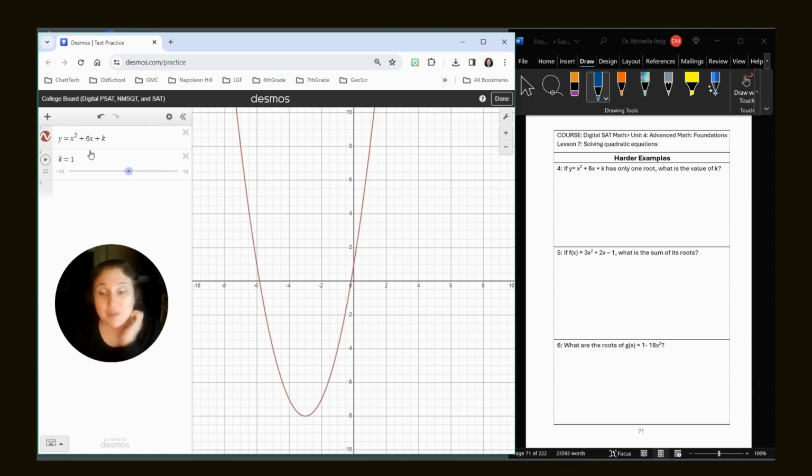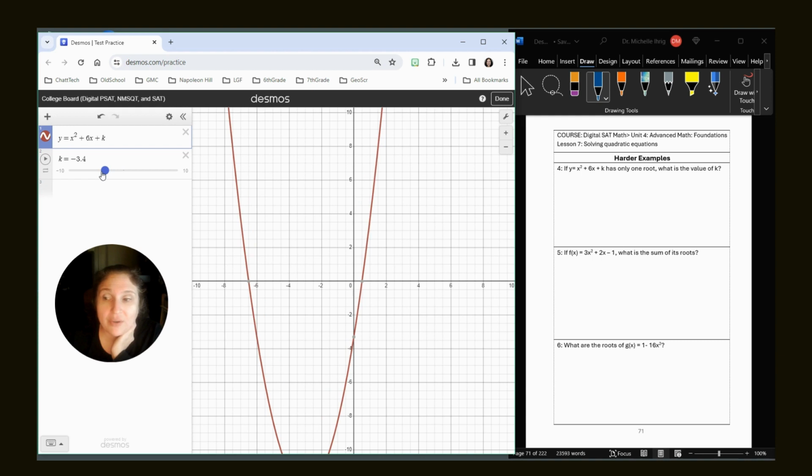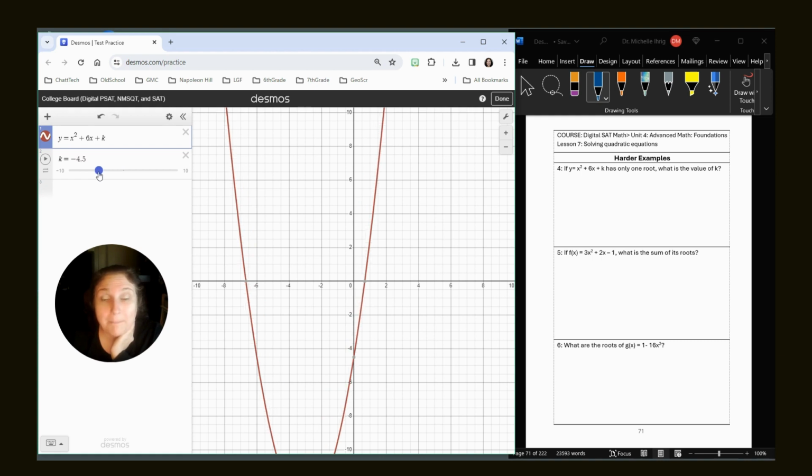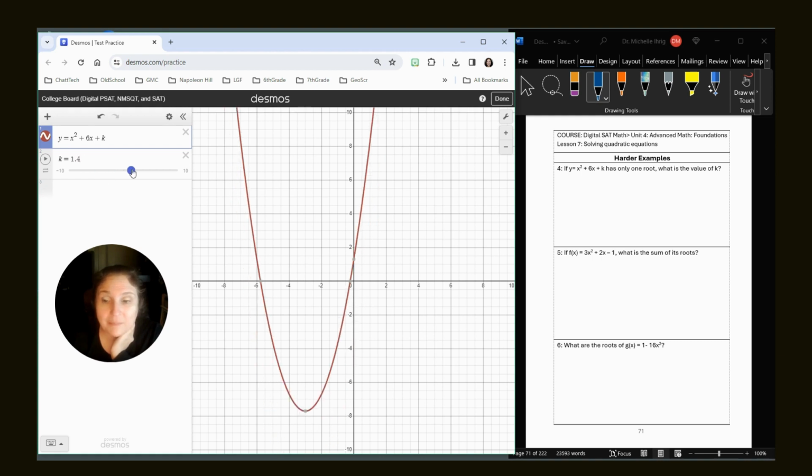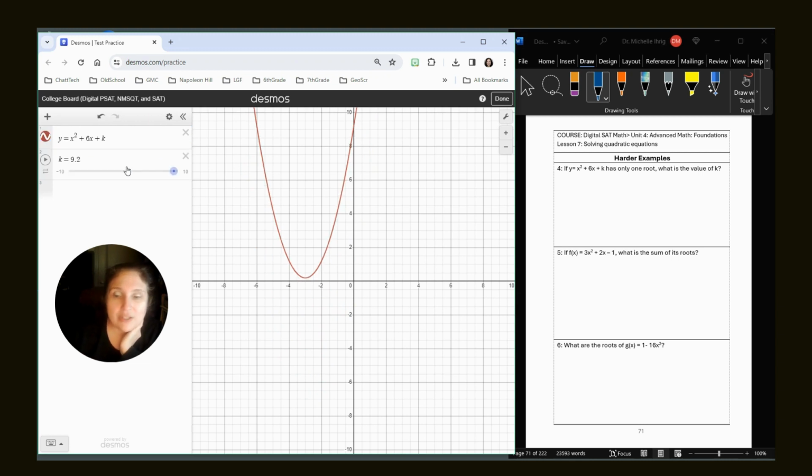Add the slider feature. So if we look right here, when k is 1, these are my roots. I just want my graph to touch the x-axis once, in which case I would only have one root. So if I move this backwards, notice how the graph gets further and further away. But if I move it this way, it gets higher and higher, and then eventually, I'm going to leave it right here. So notice how it's like 9.2.